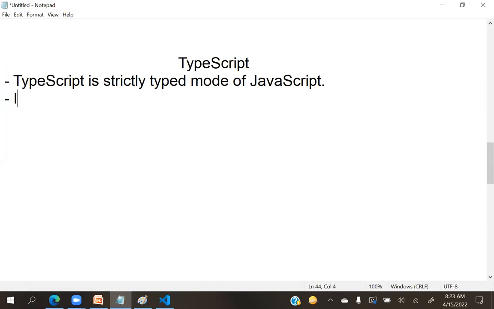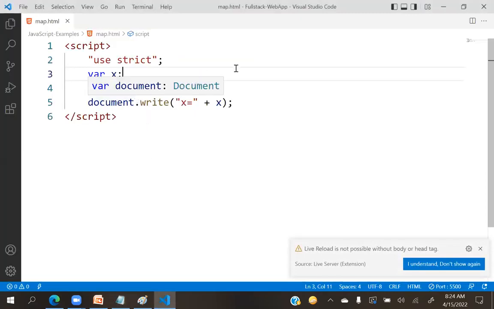Another important point, it is a strongly typed language. Just now I explained what is meant by strongly typed language. Strongly typed language means it can specify and restrict the data type. If it says number, you can store only number. If it says string, you can store only string. JavaScript is not a strongly typed language.